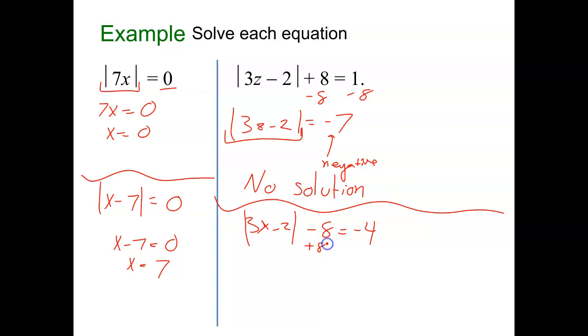So if I end up adding to both sides, well, now I have a positive number. That has a solution. Because it's set equal to a positive number, that we can do as normal. 3x minus 2 equals 4. 3x minus 2 equals negative 4. Solve the process. Business as usual. Okay? So that's the quick and dirty absolute value equation.